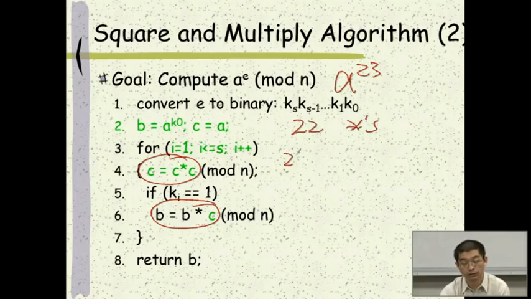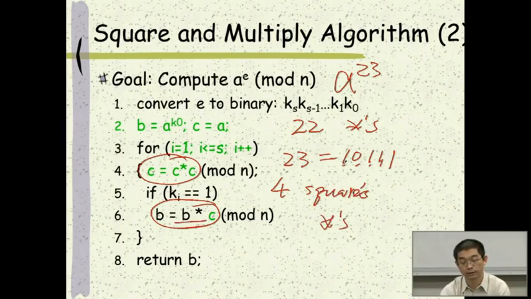However, if I convert this 23 into binary, I know this loop is going to run 1, 2, 3, 4 times. So each time, I'm going to do a square. So I'm going to do 4 squares, and then how many multiplications do I need? That depends on how many ones I have here. In this case, I have 1, 2, 3 ones. So 3 multiplications. I did not count the least significant bit because that has been used here.